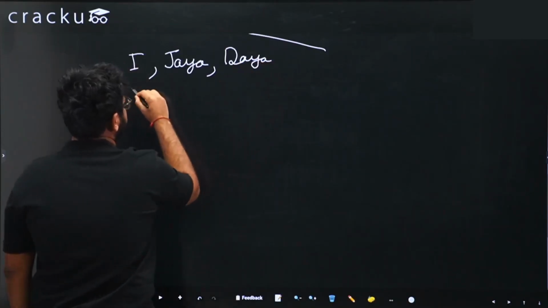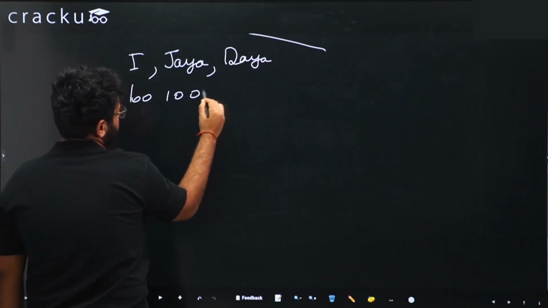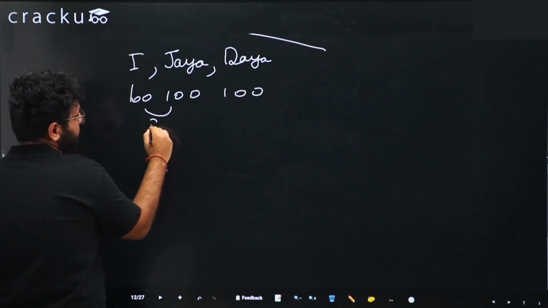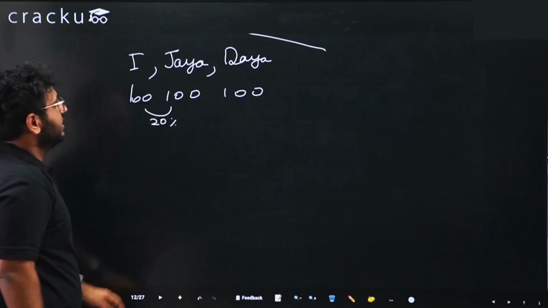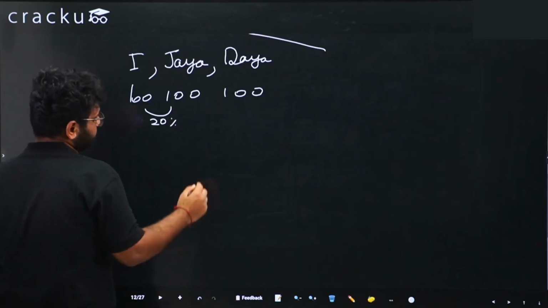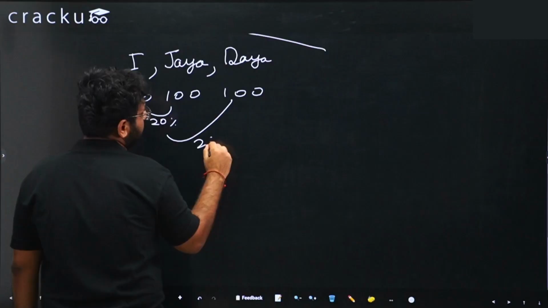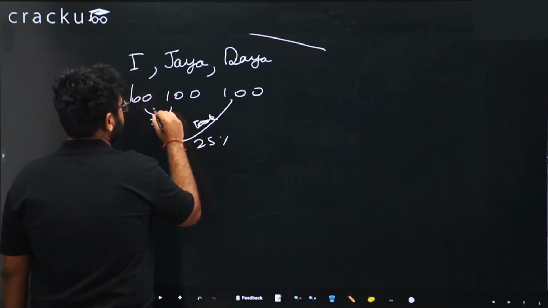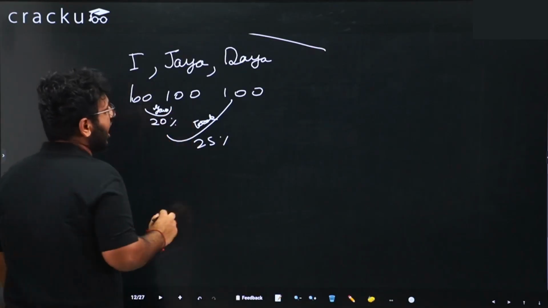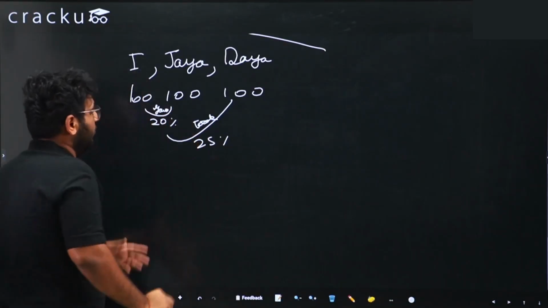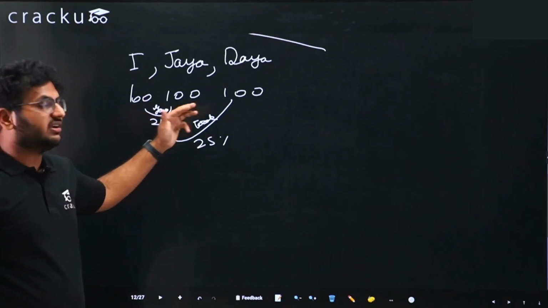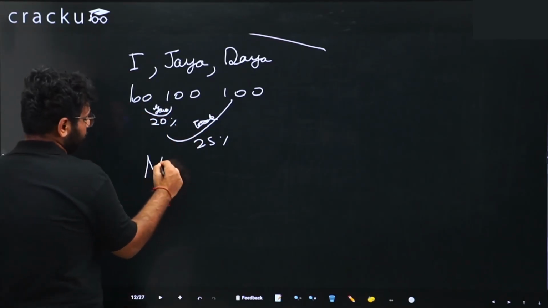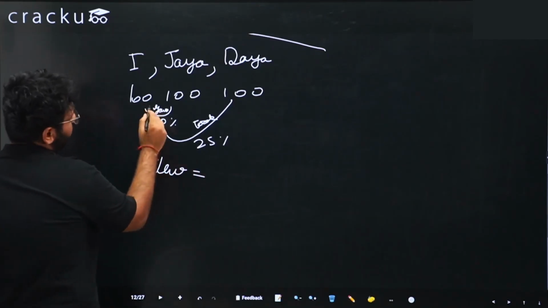had 100 chocolates each. In the first year, Jaya gave me 20% of these chocolates, and in the second year, Daya took 25 chocolates from me. So how many chocolates will I have after Jaya gave me some chocolates and Daya took some chocolates? So what would it be? So new value, old value, which is 100.